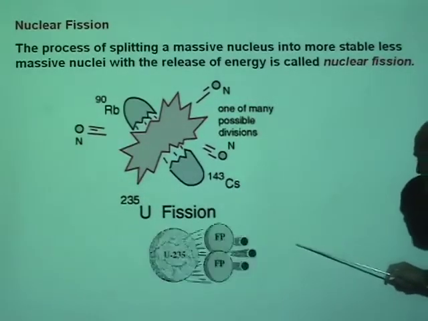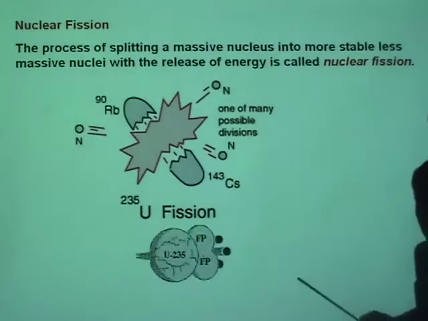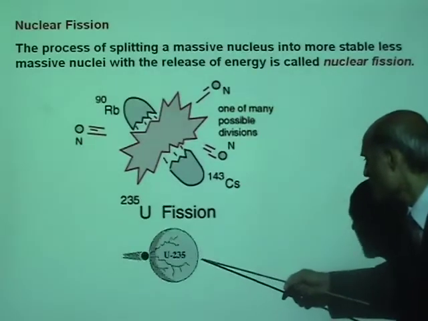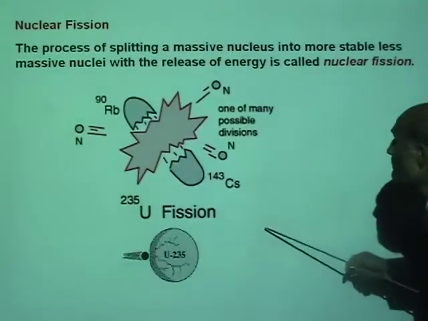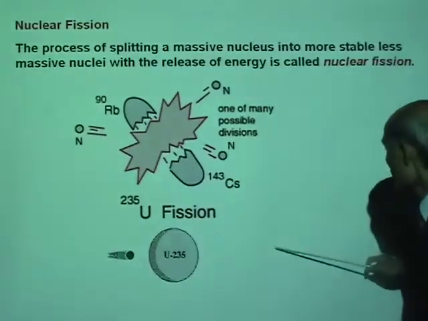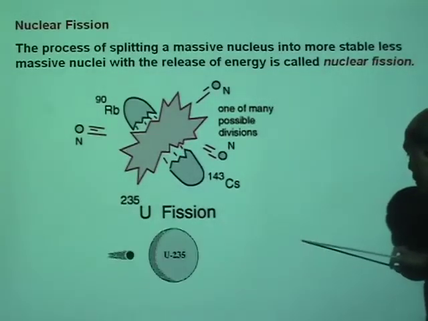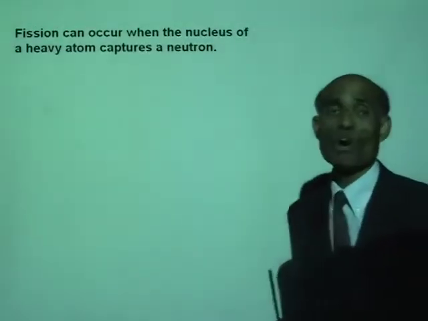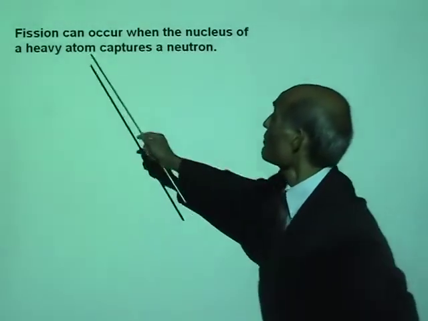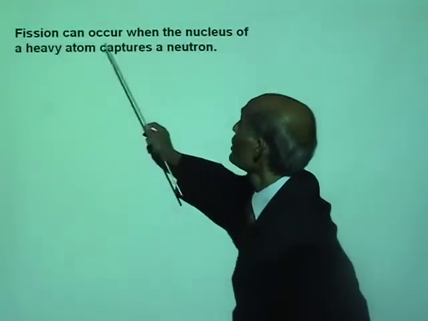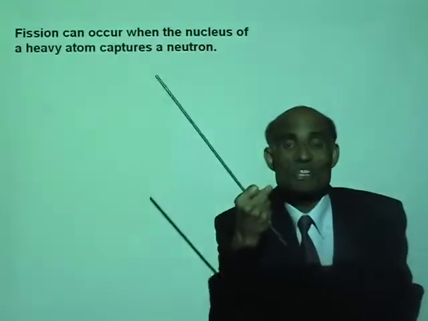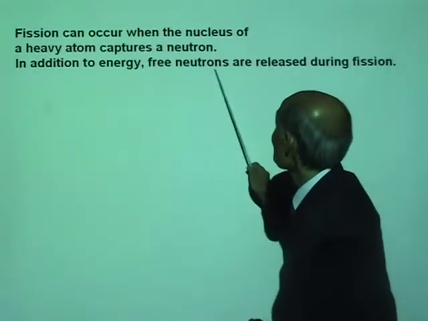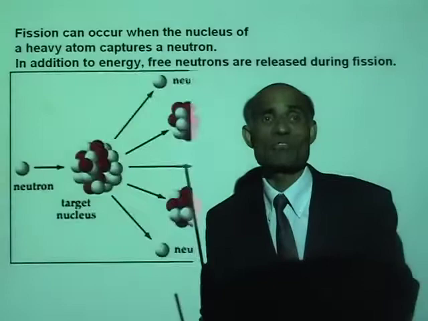It also releases 3 neutrons. Can you see that happen? A neutron is absorbed by uranium-235. It splits into rubidium and cesium. It releases energy and also 3 free neutrons. That is the process of fission of uranium-235. Fission can occur when the nucleus of a heavy atom captures a neutron. In addition to energy, free neutrons are released during fission.